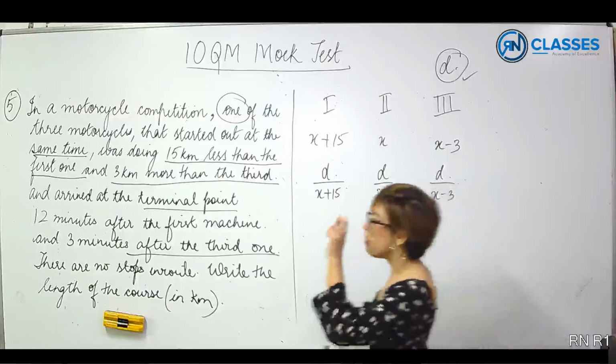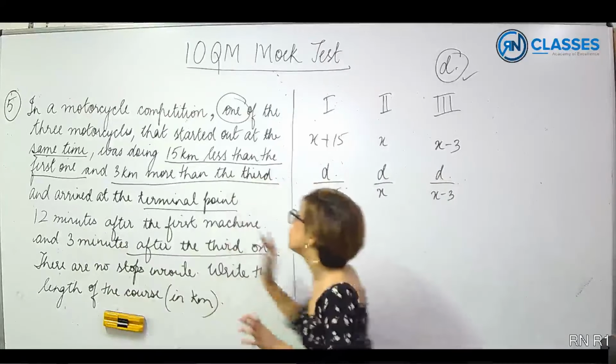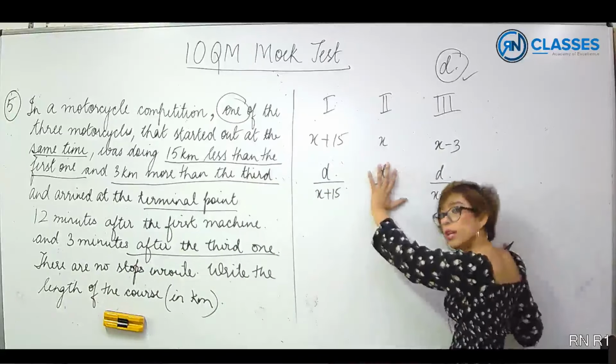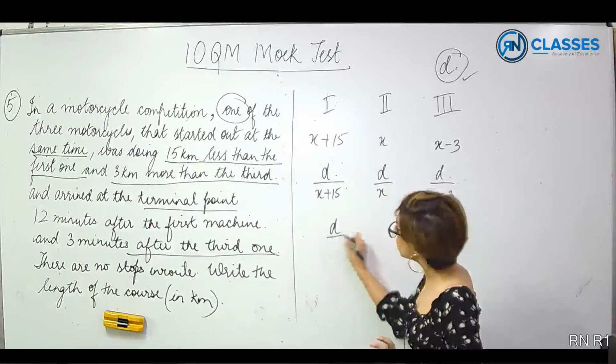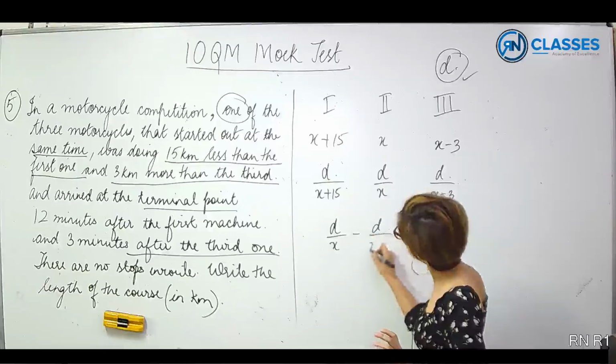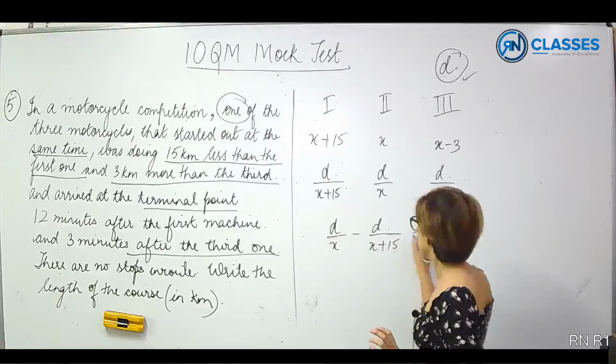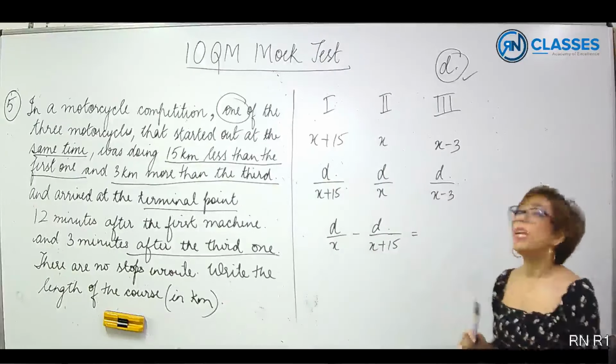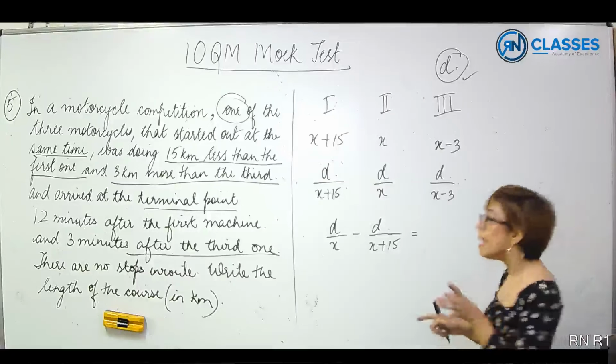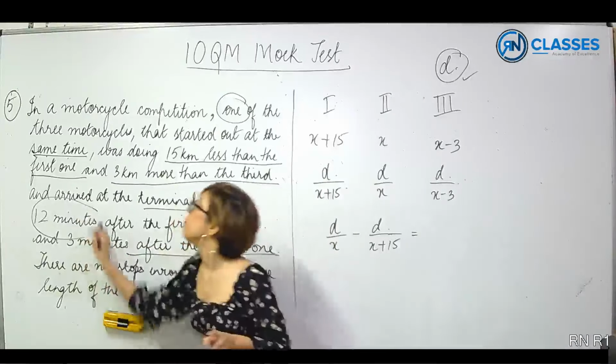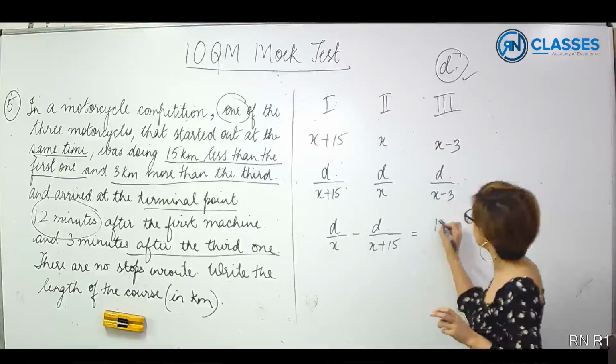Now, he says the second one arrived 12 minutes after the first one. That means he took more time. So, we will say d by x minus d by x plus 15 is 12 minutes. Mind it, we take the speed in kilometers per hour, so I need to write 12 minutes in terms of hours. So, that is 12 by 60.